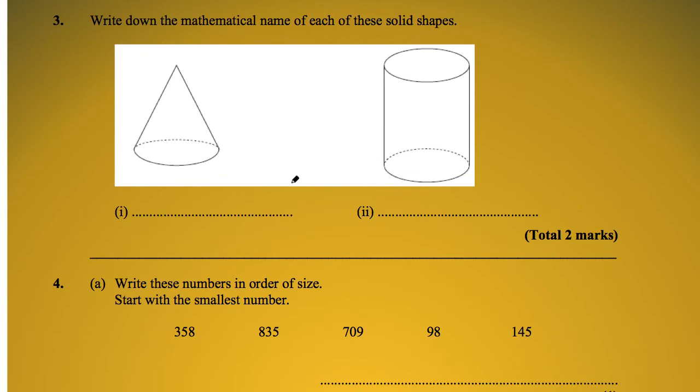Question 3. Write down the mathematical name of each of these two solid shapes. There's not much I can say about this one. You just have to recognize that the one with the circular base and the pointy tip is a cone. And if it's got the same circle top and bottom, that makes it a cylinder.